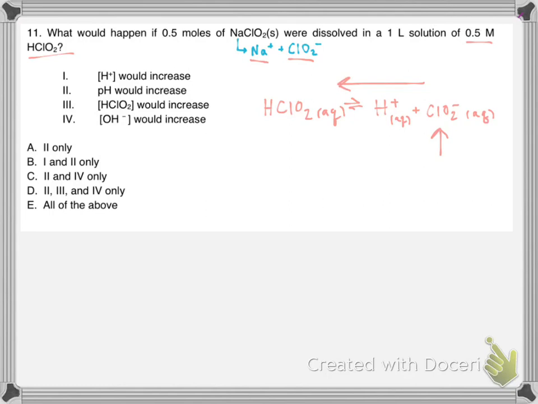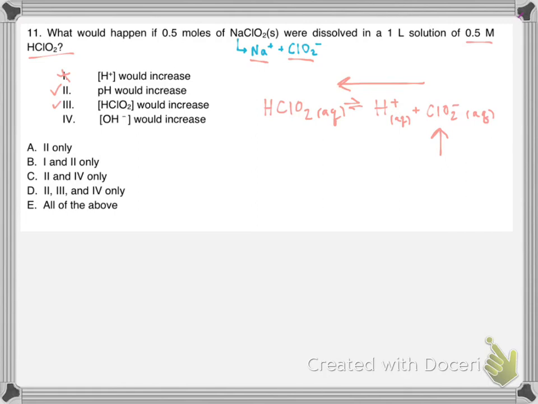When that shift happens, some of the protons are also going to be pulled to the left. So our proton concentration is going to decrease, not increase. And if we're decreasing proton concentration, we're becoming less acidic, and our pH is going to increase. Then our HClO2 is going to increase because we're shifting toward that side of the reaction.